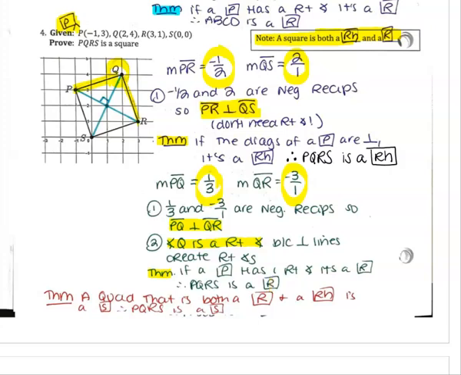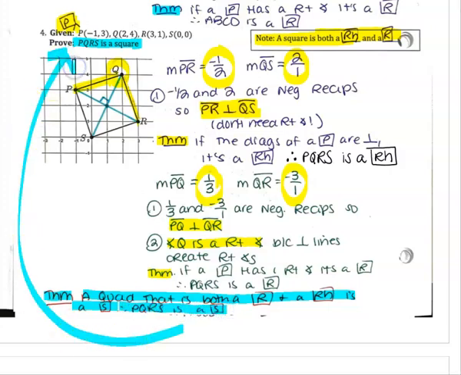Now, remember what you have to do. You still have to tie it back to square. So, since I did these two separate little mini proofs, all I have to do is tie it back to this theorem. A quad that is both a rectangle and a rhombus is a square. Therefore, PQRS is a square, and that's what ties it back to what I was getting to begin with.